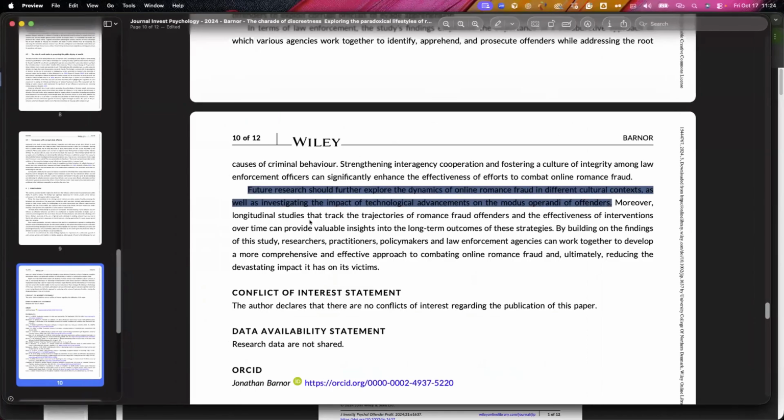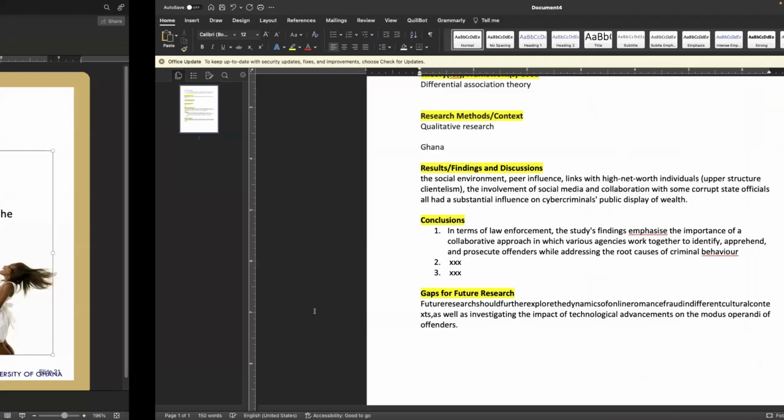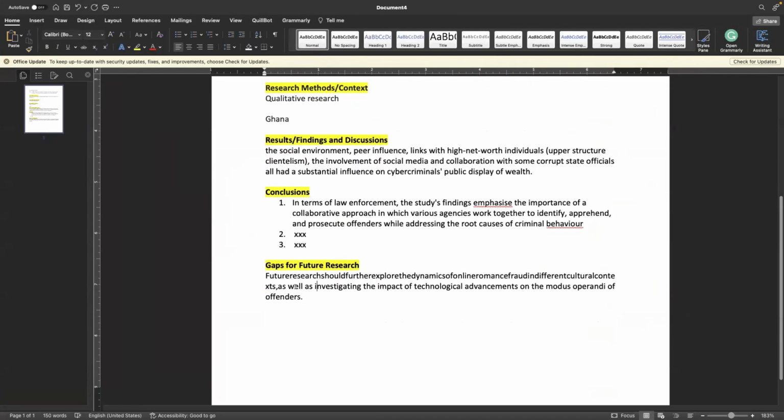Moreover, longitudinal studies that track the trajectories of romance fraud offenders and the effectiveness of interventions over time can provide valuable insights into the long-term outcomes of these strategies. The way this one is put, you don't just copy what is there. It is telling you that there is a need for longitudinal studies that can track the trajectories of these offenders and how effective interventions are over time, to provide valuable insights into the long-term outcomes of those strategies. Okay, and so that's gap 2. There may be several others, but let's keep to these 2 gaps. This is what we have by way of summarizing a single paper.